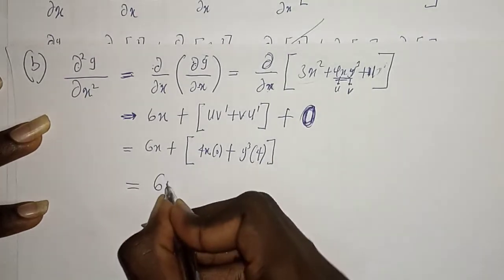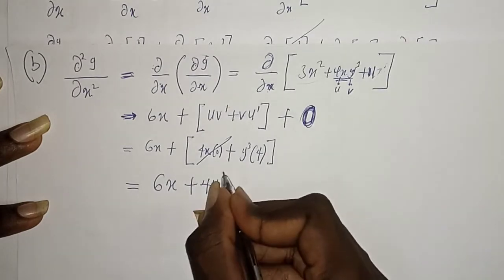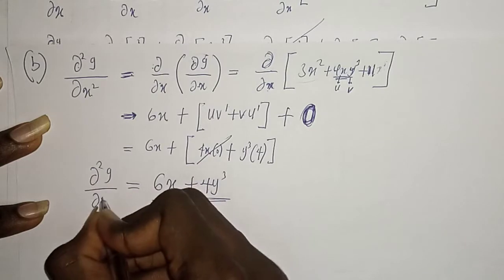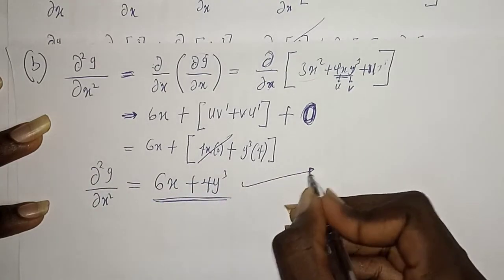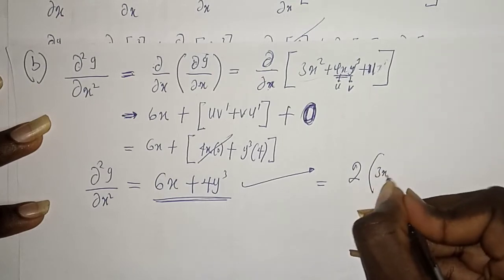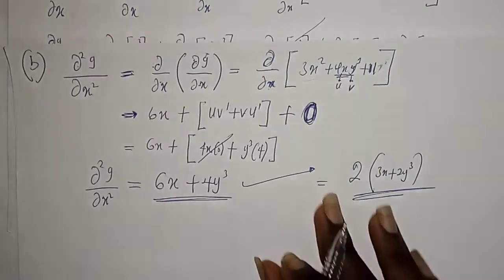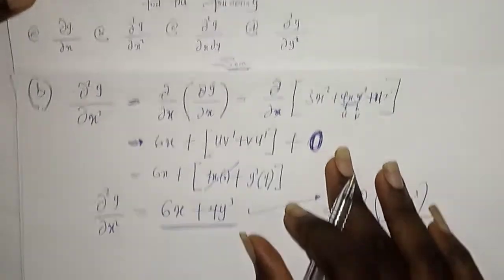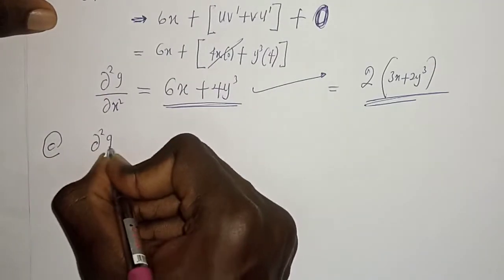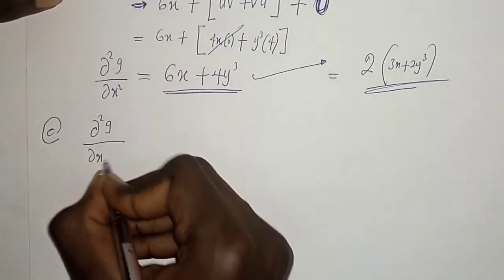So then the correct answer to this one is 6x plus 0. What do I have left? 4y cubed. Hence, my final answer for del square g over del x square is 6x plus 4y cubed. Or you write it with 2 as common: 3x plus 2y cubed. So anyhow you want it. Next question, that is C. The next question here says find del square g over del x del y.